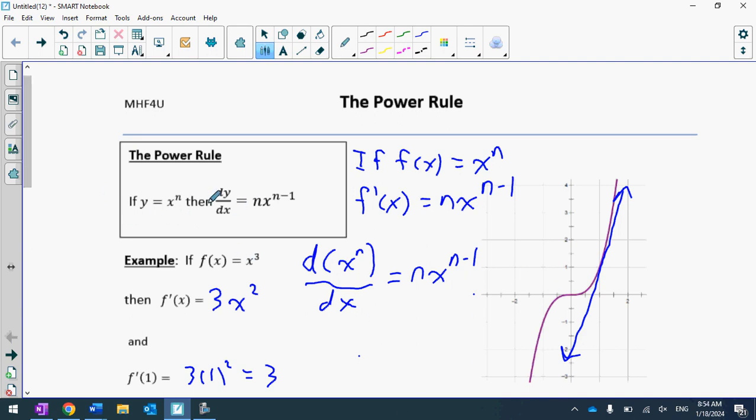Now, as it turns out, n can be any number. It can be any integer. It could also be a fraction. It works for any value.